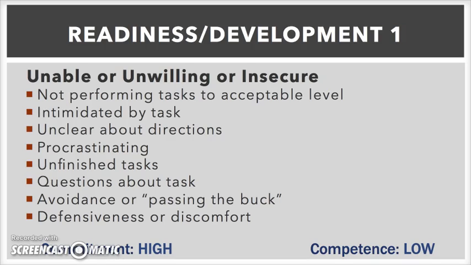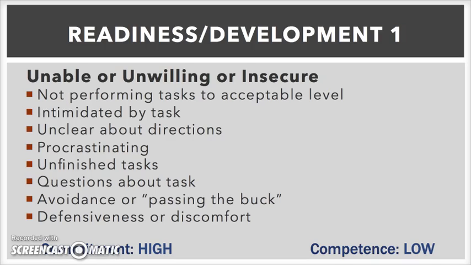So they are either unable or unwilling or insecure. What you might see here is they're not performing tasks to an acceptable level. They may be intimidated by a task. They may be unclear about directions or procrastinating. There may be unfinished tasks. They may have lots of questions about tasks. Sometimes you'll see avoidance or passing the buck or defensiveness or discomfort. When you see those sort of things, this is where you need to start thinking.